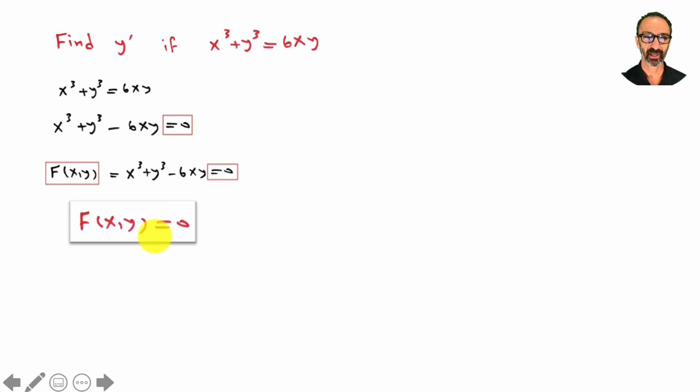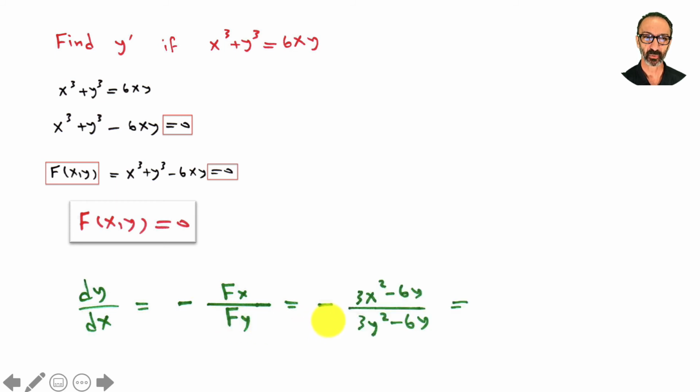Just like what I just mentioned, alright? Now, dy/dx is minus fx over fy, which is equal to the derivative of f with respect to x. Let's go back and look at it.